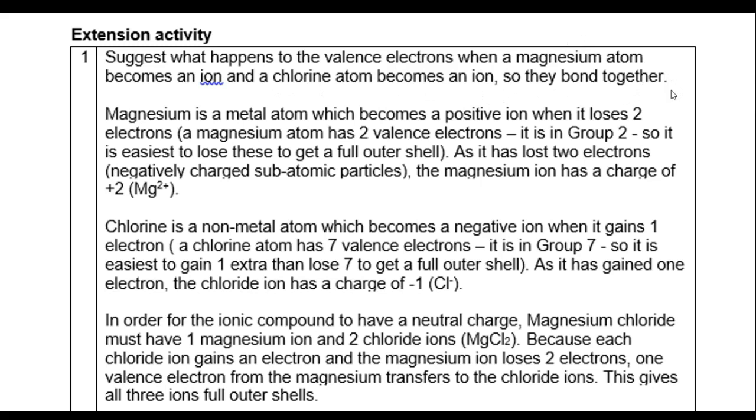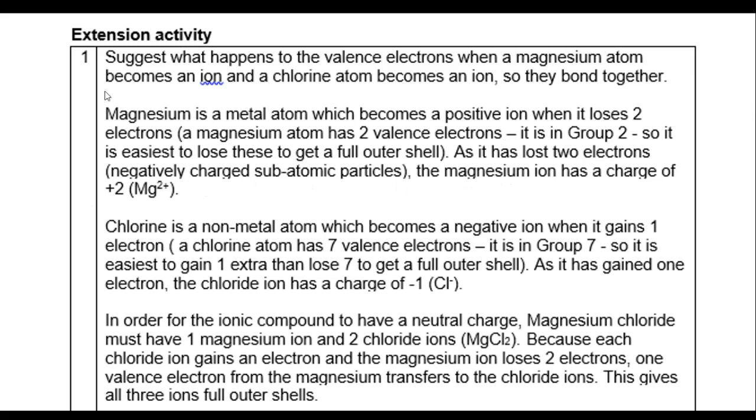And the reason is because magnesium is a metal, which means that it becomes a positive ion, and we know that it becomes positive because it loses 2 electrons. The reason why it loses those 2 electrons is because it only has 2 of them, which means it is easier to lose those 2 to get a full outer shell than gain a lot. Because it's lost 2 electrons, it becomes a positive ion, so it has a charge of +2.